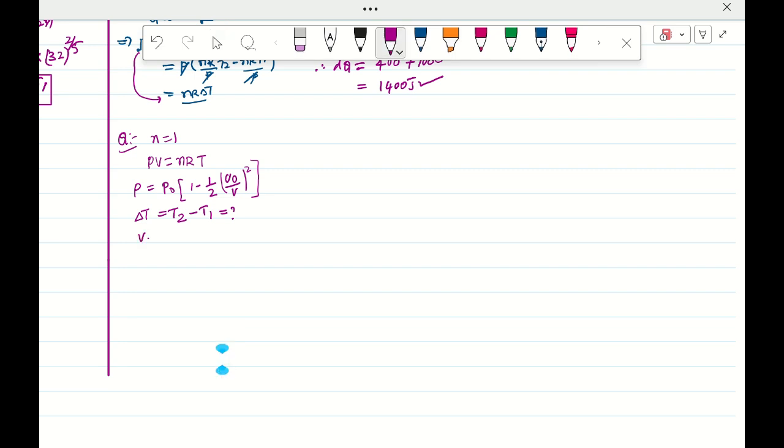Volume is changing from V naught to 2V naught. According to the ideal gas equation, T2 is P2V2 by nR and T1 is P1V1 by nR. Now I want T2 minus T1. Therefore P at V1 is P naught into 1 minus 1 by 2 into 1 whole square, since V is equal to V naught. That is equal to P naught by 2. So this is P1.